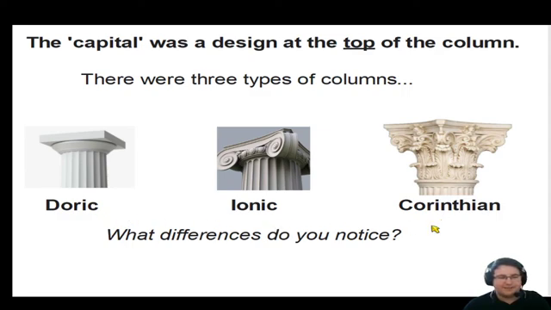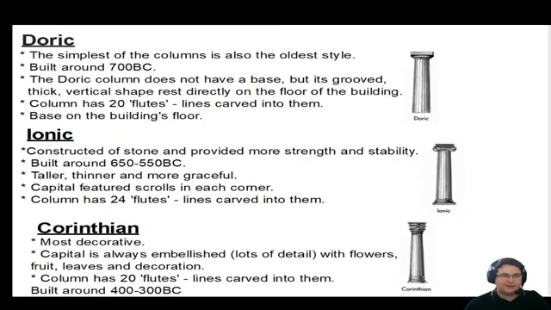Just looking at these 3 types of columns, what differences do you notice? You can pause here if you'd like to have a closer look. Okay, so you can notice that the Doric is a bit simpler. It's one of the simpler designs, isn't it? The Ionic, they have curls. It looks like curls, doesn't it? And interesting repeated patterns, and Corinthian over here. Wow, it's really decorated, isn't it? Let's have a closer look at these 3.